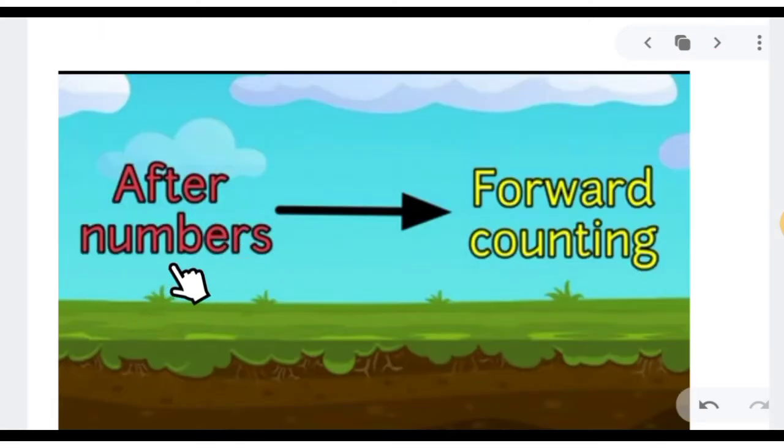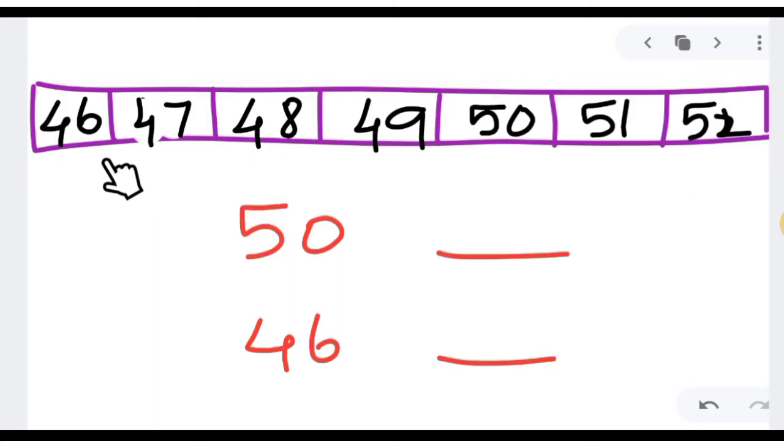After numbers. Now we are going to find the after numbers. What is after numbers? We have to see the numbers in forward. We have to say the numbers in forward. For example, by using this number grid, we are going to find the after number. After means next. We have to go forward.